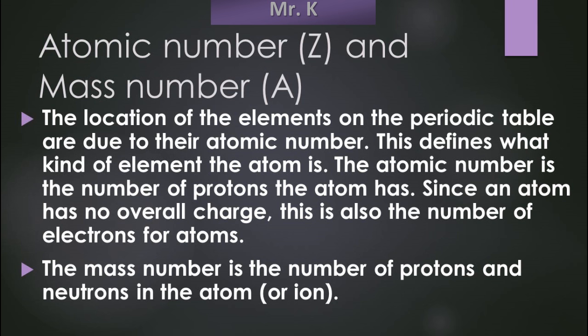The electrons, again, have mass, but it's so small we ignore them. So the mass number, A, is the sum of the protons and neutrons, and the atomic number, Z, is the number of protons in an atom, which, for atoms, equals the number of electrons.